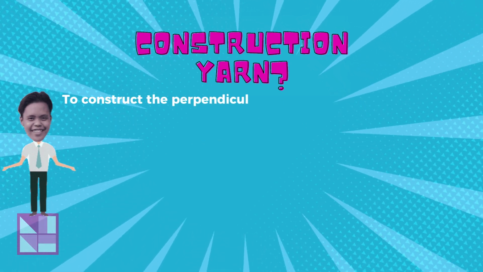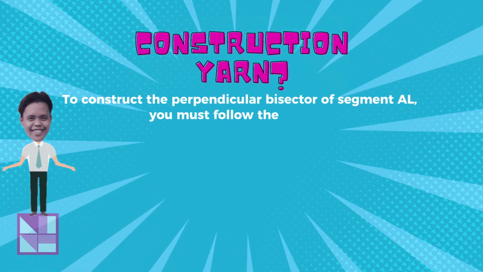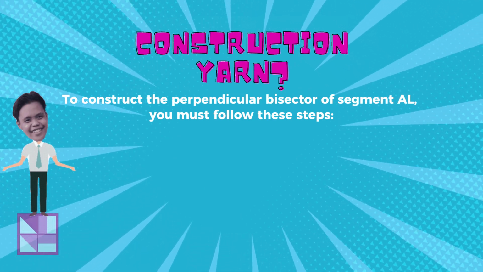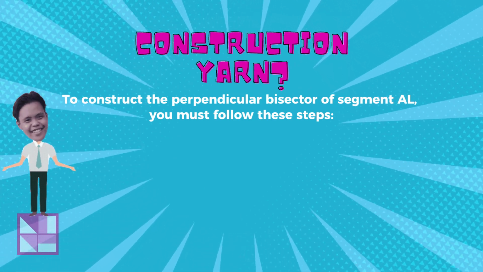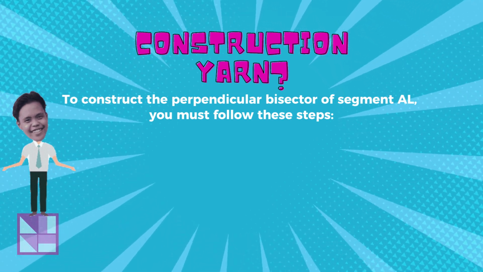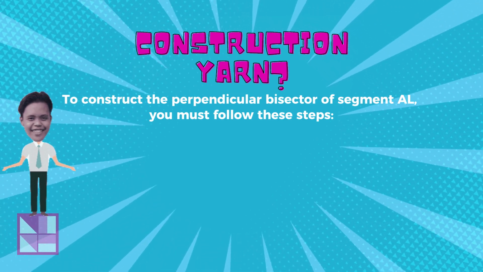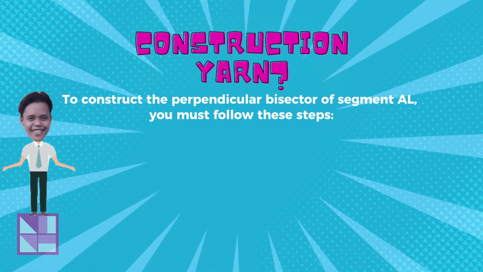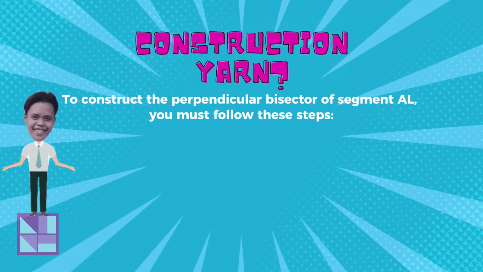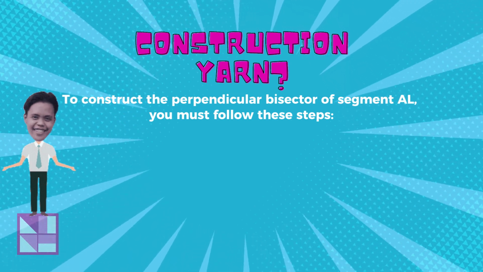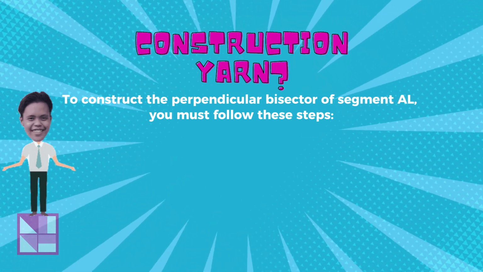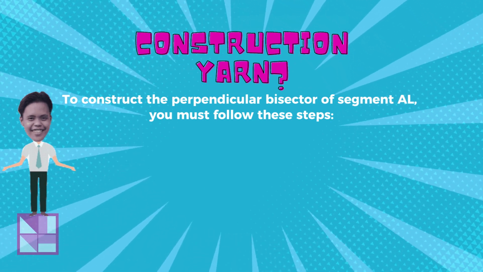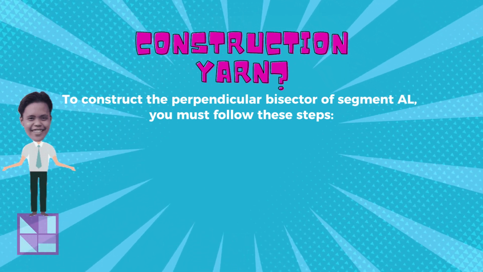To construct the perpendicular bisector of segment AL, you must follow these steps. Step 1. Construct any line segment AL. Step 2. Set the compass such that the opening is slightly more than half of the length of AL. Then, with the tip of the needle on point A, draw an arc that intersects AL. The arc should be big enough so that when step 3 is done, there will be 2 intersecting arcs.